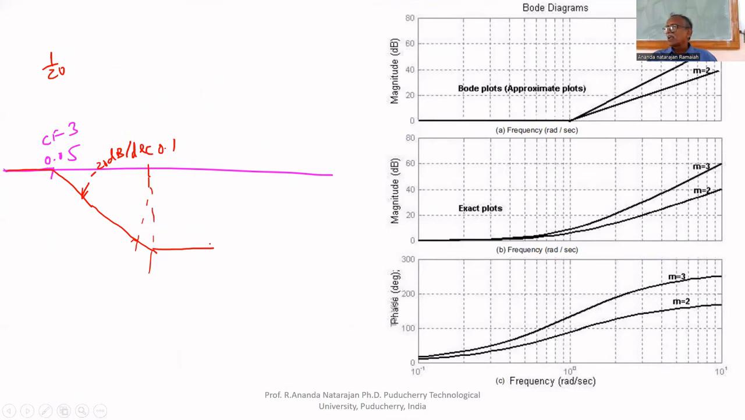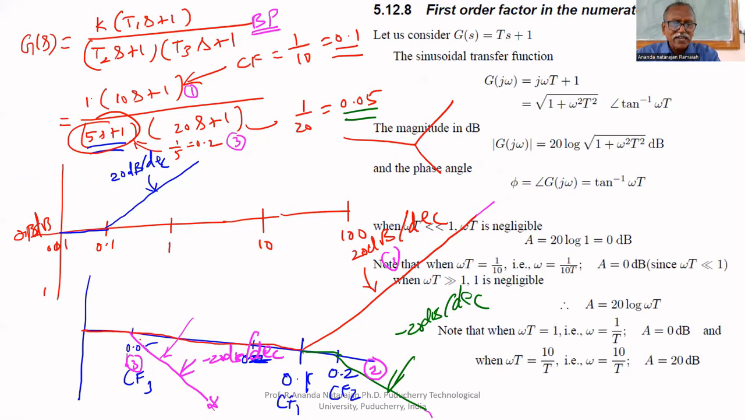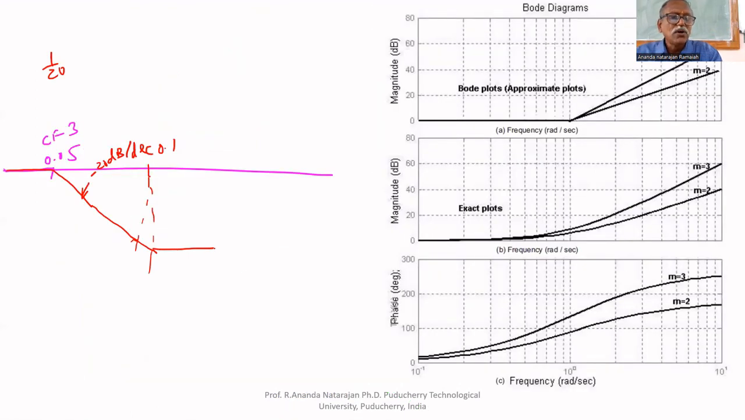Why does it become horizontal? For this factor, it decreases. For this factor, after 0.1, it increases. Both are at the same speed. One is increasing at the rate of 20 dB per decade, another one is decreasing at the rate of 20 dB per decade. If you add these two speeds together, what is the speed? 0. There is no change in speed. That's why it remains at the same level; the slope becomes 0 dB per decade.